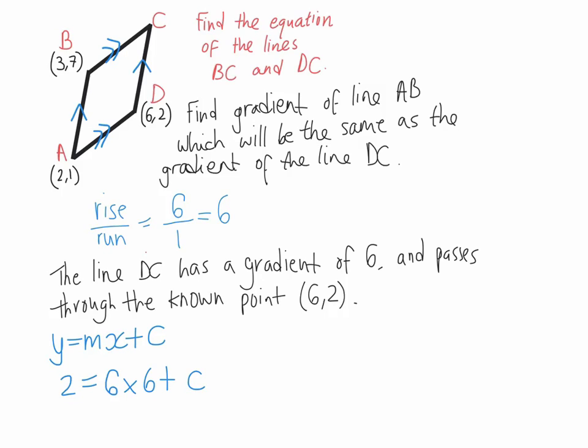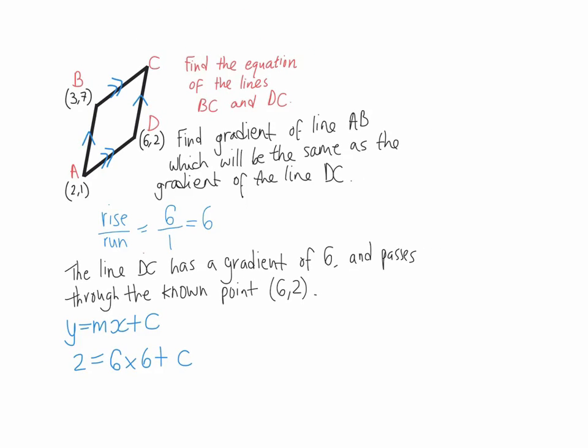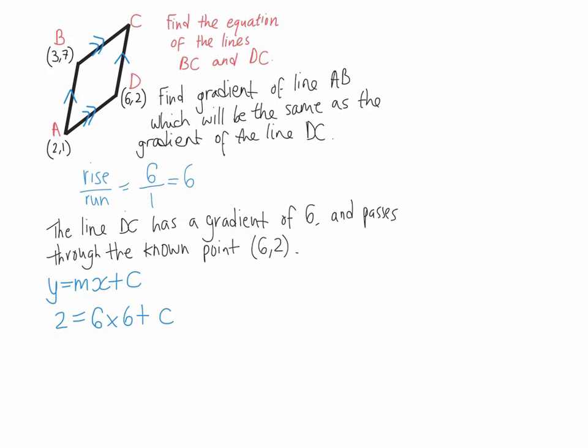So let me just zoom out for a second. That's going to be 2 equals 36 plus c. So c must be negative 34. So the equation of the line DC is y equals 6x minus 34.